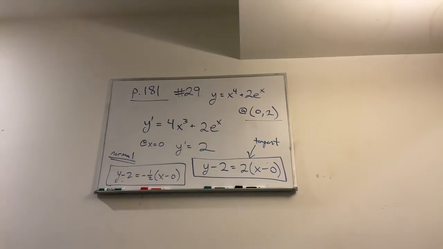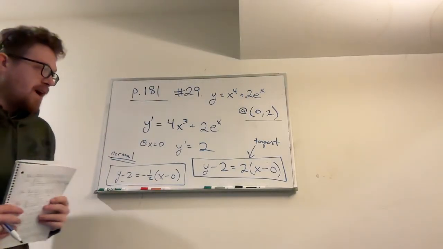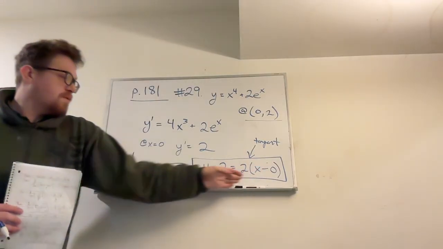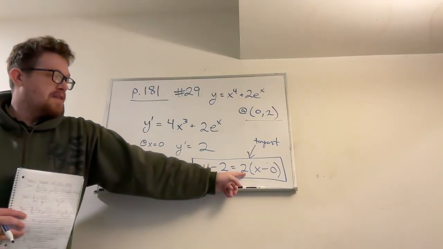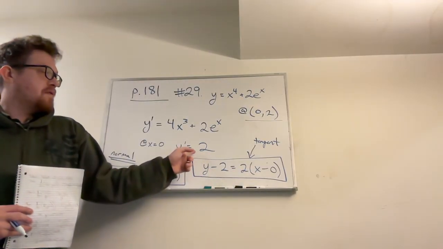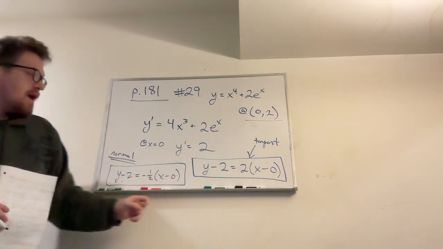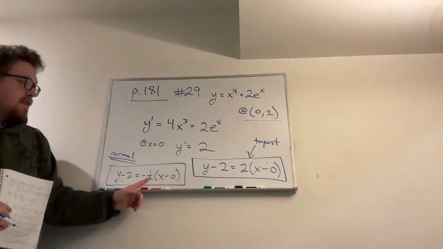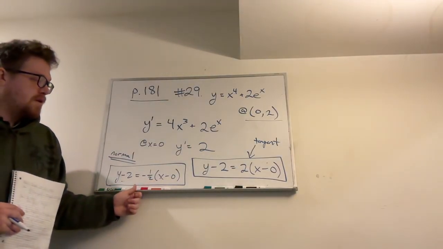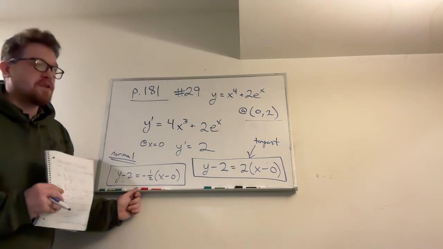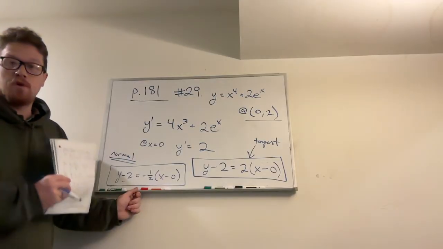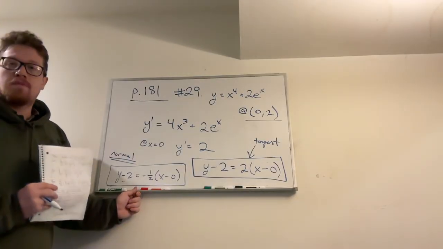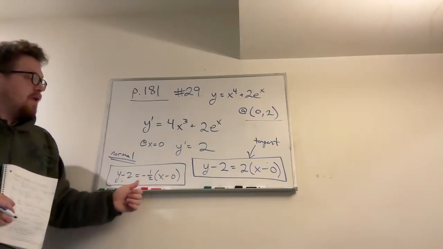Okay, so basically they are almost the same line, they go through the same point, but the slope of the tangent line is equal to the derivative, which is just 2. And the slope for the normal line is negative 1/2. It's the negative reciprocal of 2. So 2 is like 2 over 1. The negative reciprocal is negative 1 over 2.